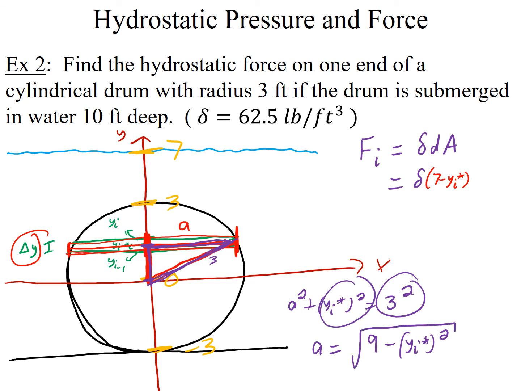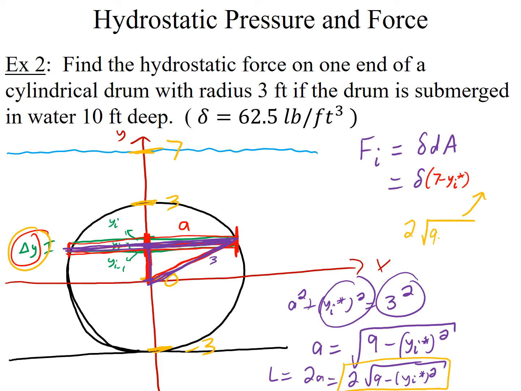Okay, so there's our A, but I need twice the distance. I need the distance all the way across. So I need 2A here. So the length of the rectangle, let's just call it L, is 2A. So it's 2 times this root, 9 minus yi star squared. So then over here, I'm going to be out of room, but the area of the rectangle is going to be the length, this, times the width, this. So it's 2 times the square root of 9 minus yi star squared, times delta y. So that whole mess over there is the area of that rectangle.